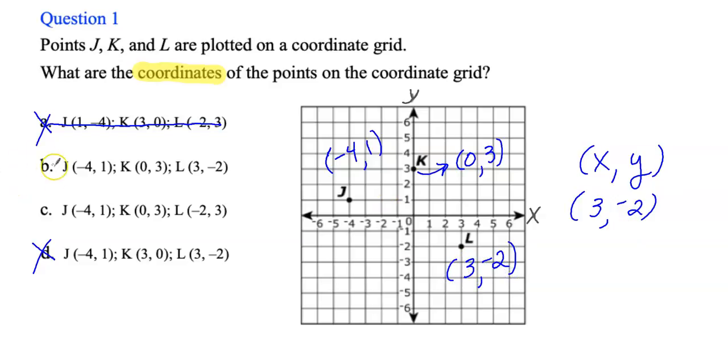Well, now we should be able to find our answer. Let's look at point L. For B, it says point L is 3, -2. That matches up with this. And if you look at C, it says -2, comma 3. This is backwards from this, so I can get rid of C, and B is my answer. Let's move on to the next question.